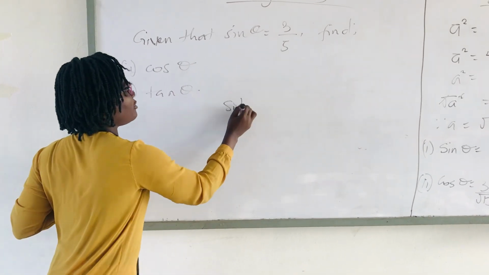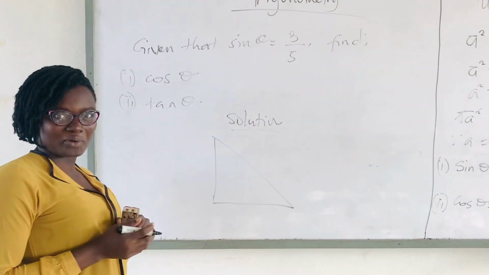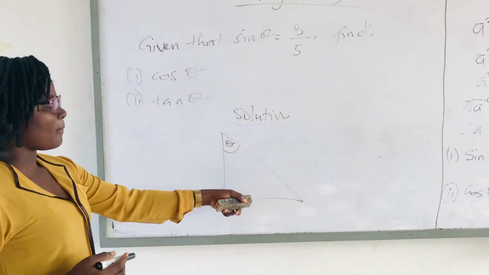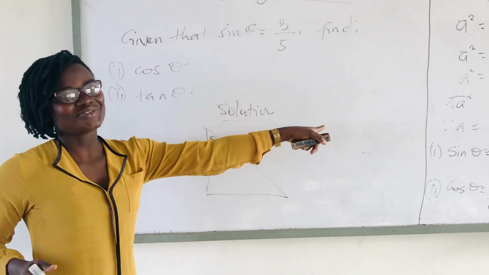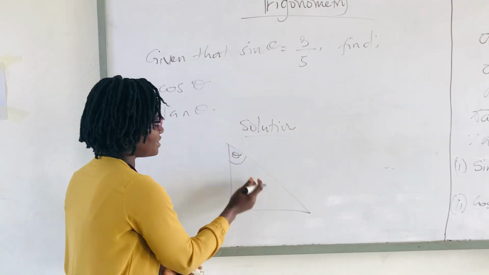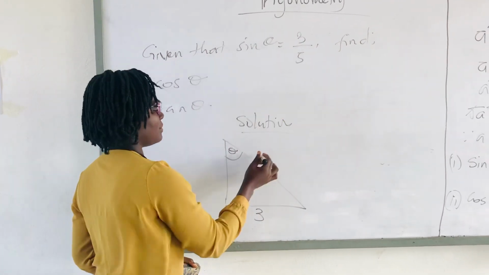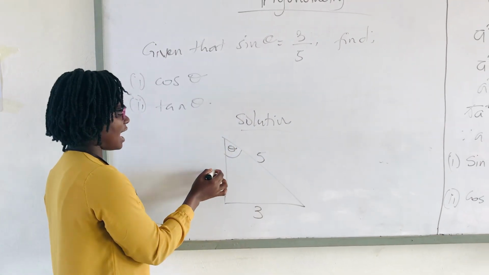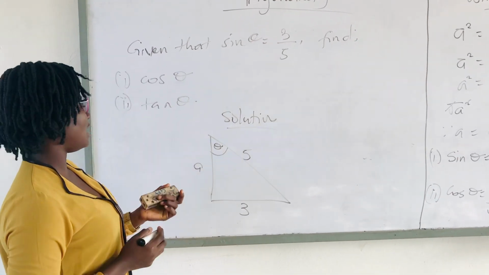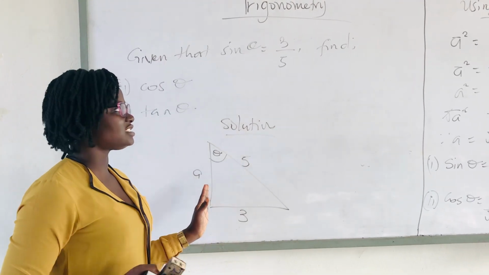We first of all have to represent it on our right angle triangle. This time around, I'm positioning the theta over here. So where do you think our opposite will be? Sine is opposite over hypotenuse. So this side, directly opposite the angle, will be my opposite. Then hypotenuse will be this side. So we have to find our adjacent, because cos is adjacent over hypotenuse.